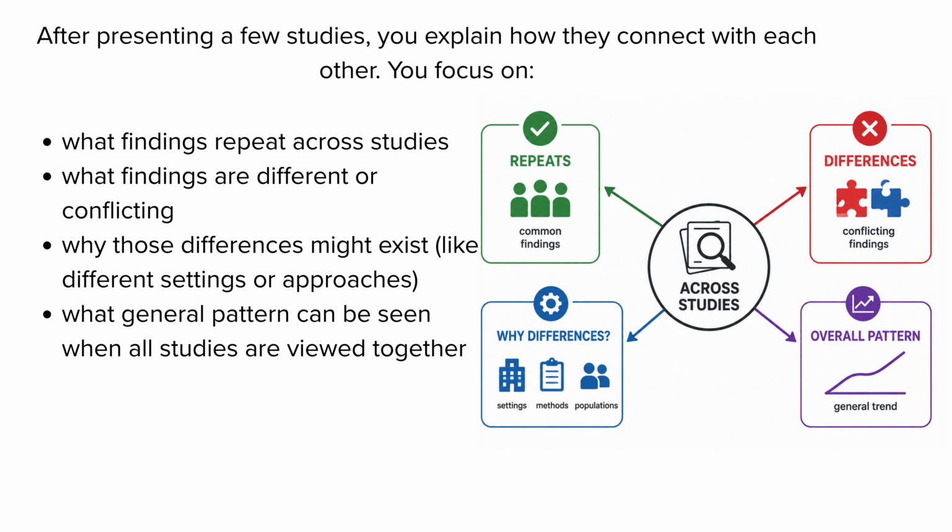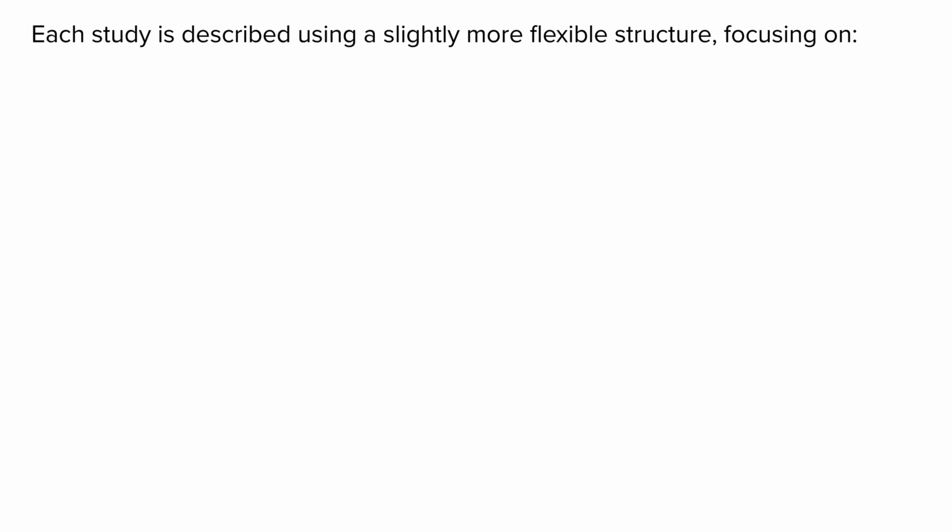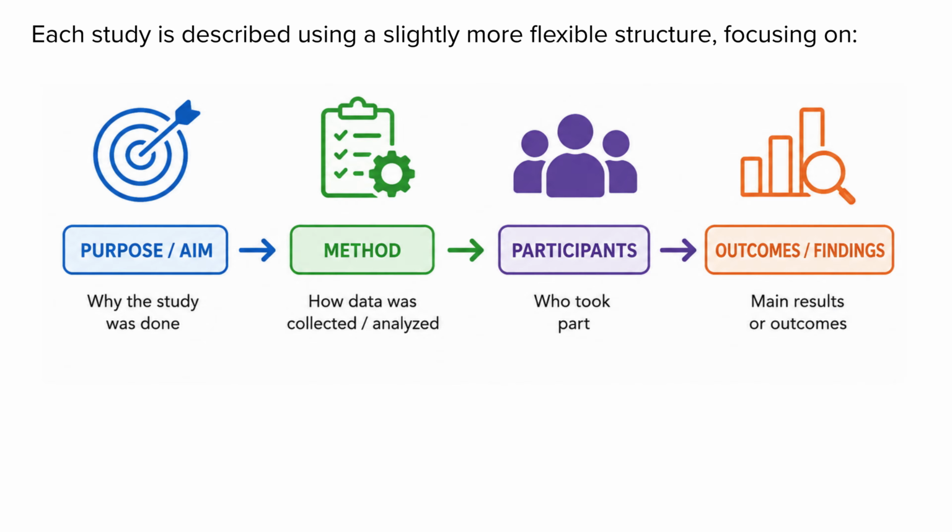Subtheme 1.2. Now you shift to another angle within the same main theme. It is still part of the same big idea, but it highlights a different dimension or aspect that was not fully covered in the first subgroup. Each study is described using a slightly more flexible structure, focusing on the purpose or aim of the study, the method used to collect or analyze data, the type of participants included, and the key outcomes or findings.